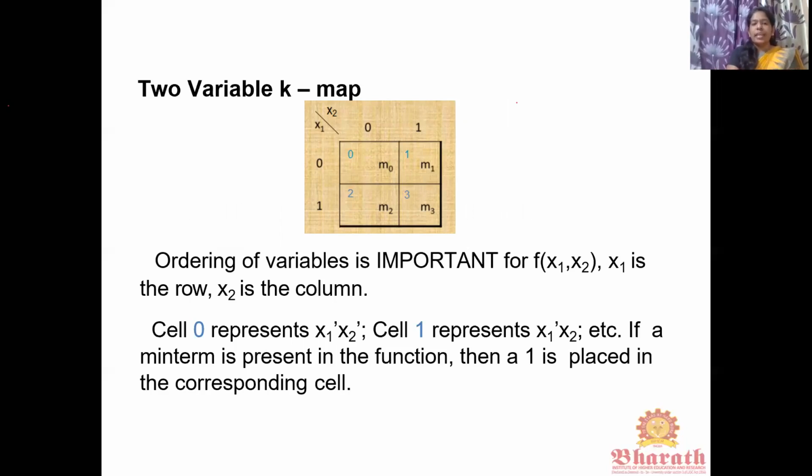So in two variable K-map, see, this is the example for a two variable K-map. 0, 1, 0, 1. This is the default representation. So we have to note all these things while drawing the K-map.